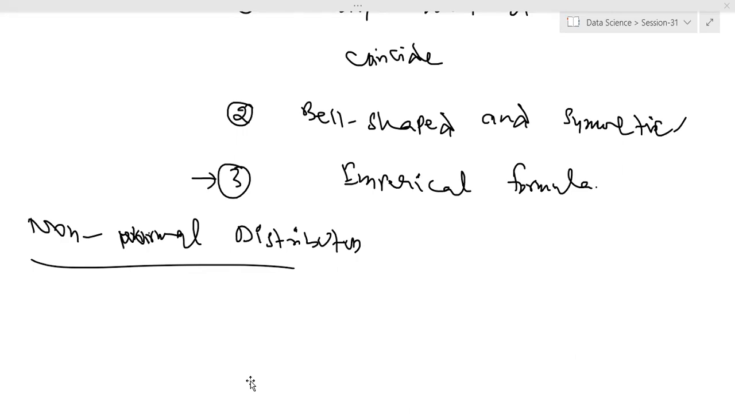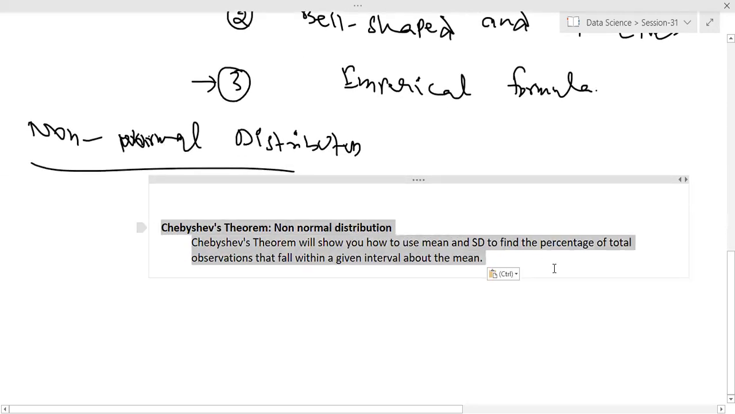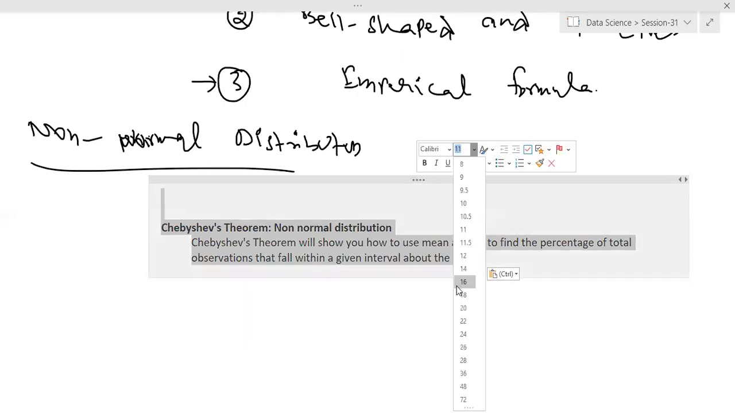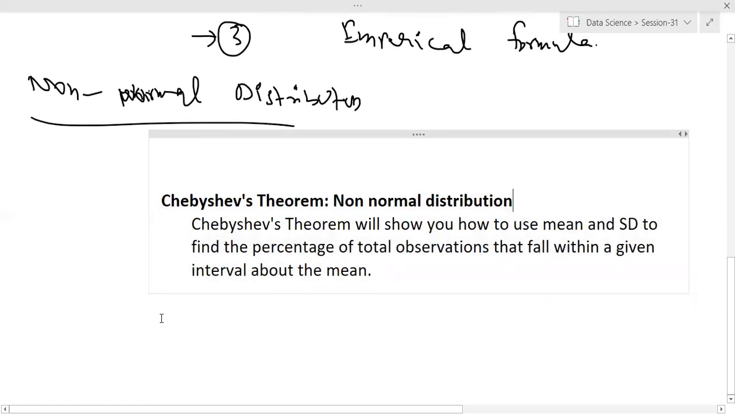So I'm introducing you one more aspect here, which you can pronounce. Let me show you that particular distribution, how it looks. But before that, I want to give you the definition of that. Hope at least one or two of you would have heard about this term. Chebyshev's theorem. Okay, so Chebyshev's theorem.